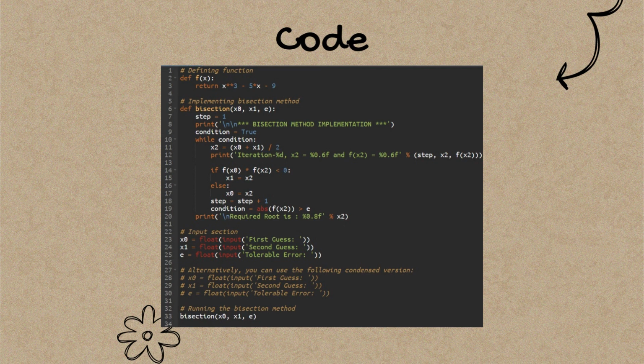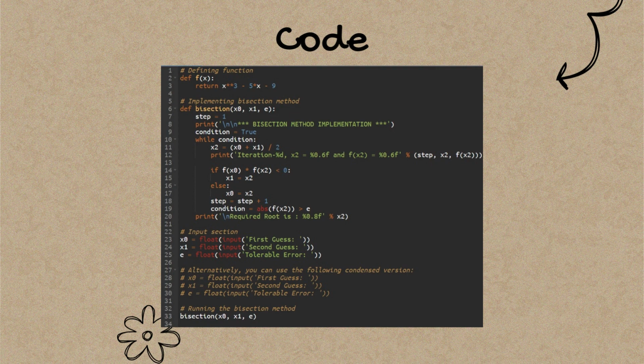At each iteration, the code increments the step counter and updates the loop condition based on whether the absolute value of the function at x2 is greater than the tolerable error, that is e. The loop continues until the condition is no longer satisfied. Following the iterative process, the code prints the final approximation of the root.